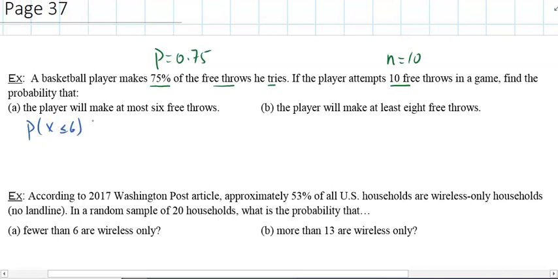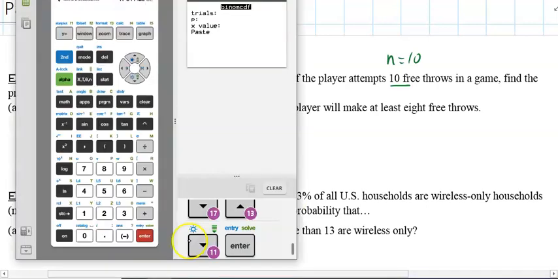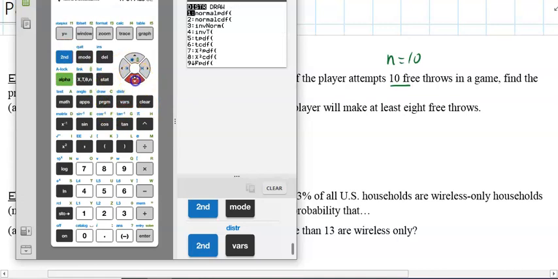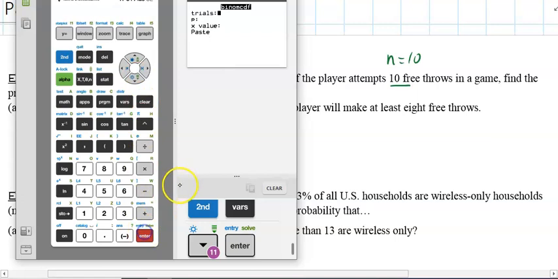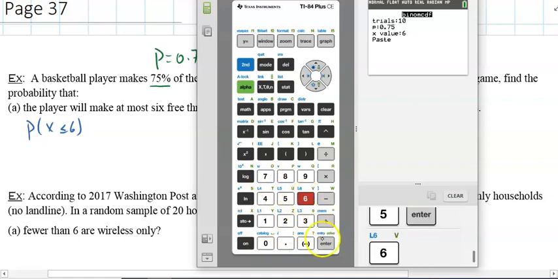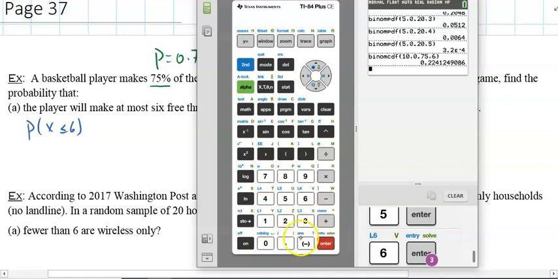Instead of me saying, well, that's x equals 0, he makes none, or 1, or 2, or 3, or 5, or 6, and add them up, I have this function in my calculator: distribution, binomial CDF, cumulative. Now they're asking me, okay, this is a binomial CDF, how many trials do we have? 10. What's the probability of success? 75%. What value are you looking for? To the left of 6. Paste and tell me what that number is.